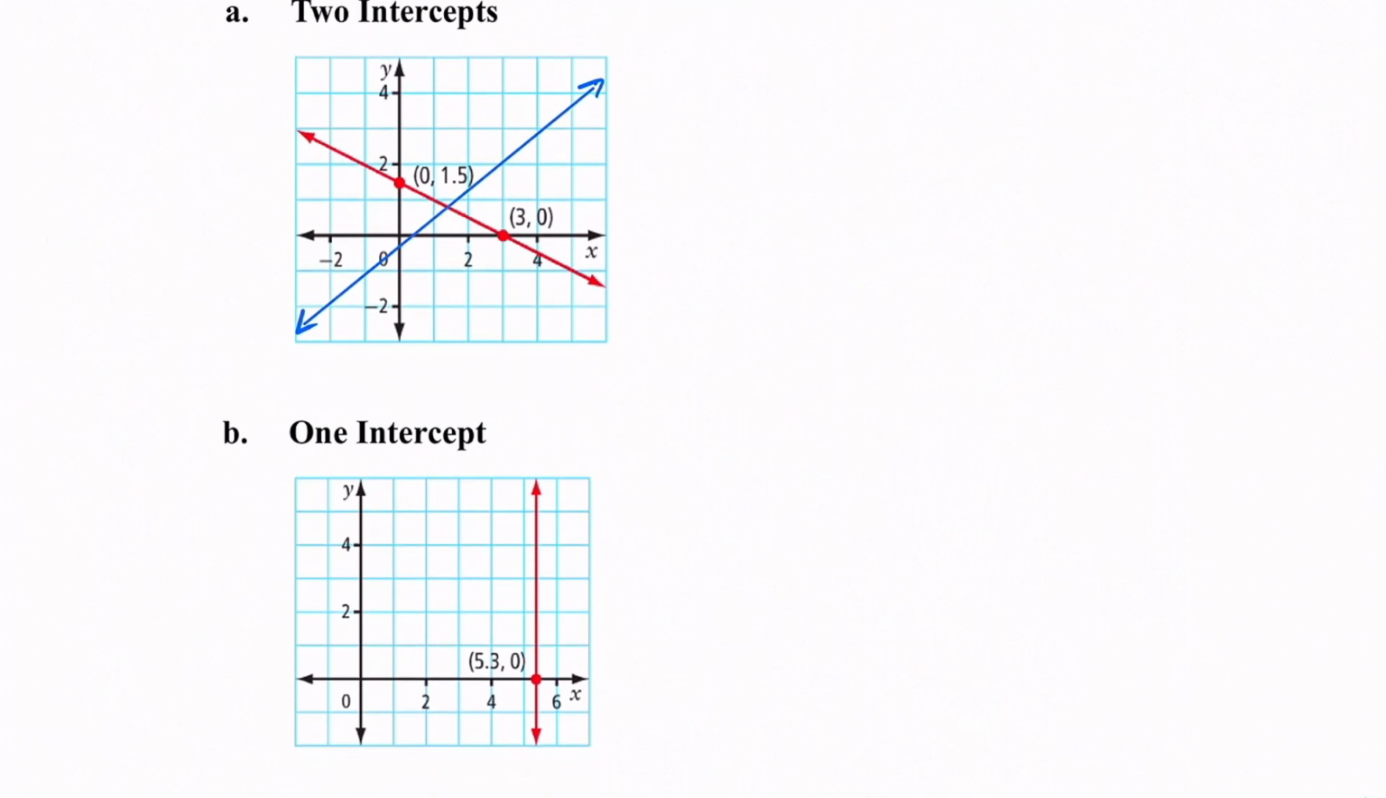The next scenario is when it has 1 intercept. So you could have, say, a vertical line like this one right here, where it only has an x-intercept right there. Or you could have a horizontal line, something like this, where it only has 1 y-intercept and it's right there. So that is a horizontal line. So those are the kind of scenarios you could have for 1 intercept.